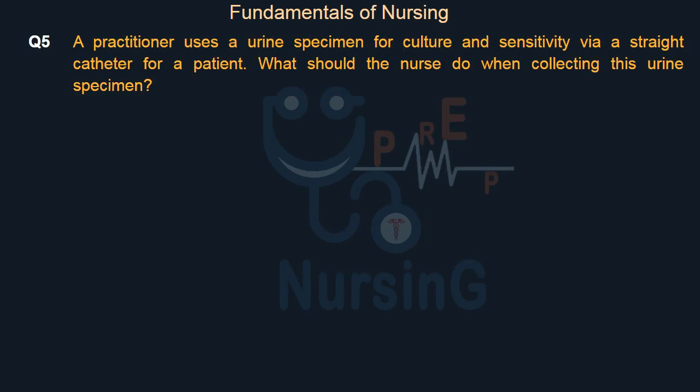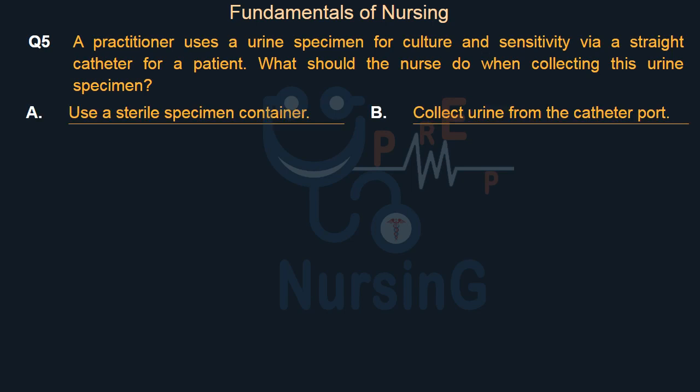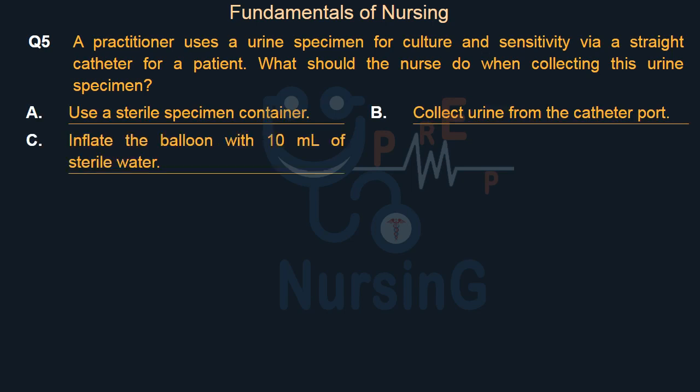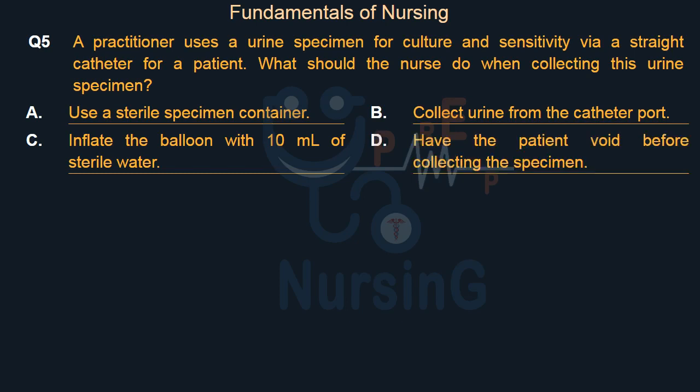A practitioner orders a urine specimen for culture and sensitivity via a straight catheter for a patient. What should the nurse do when collecting this urine specimen? Option A. Use a sterile specimen container. Option B. Collect urine from the catheter port. Option C. Inflate the balloon with 10 milliliters of sterile water. Option D. Have the patient void before collecting the specimen. Right answer is option A.